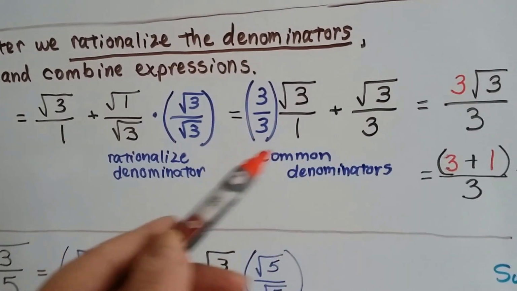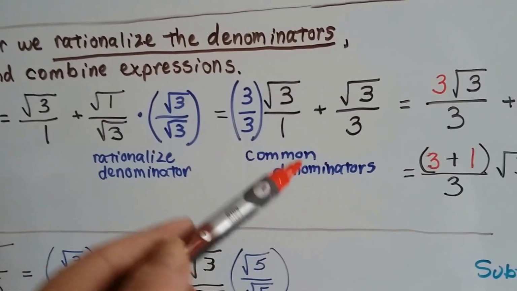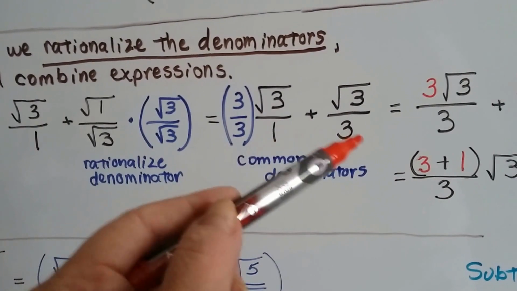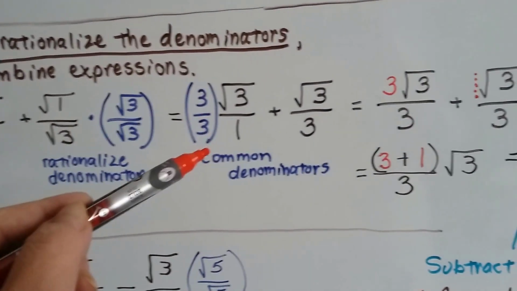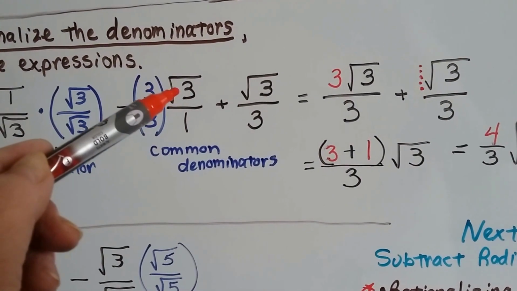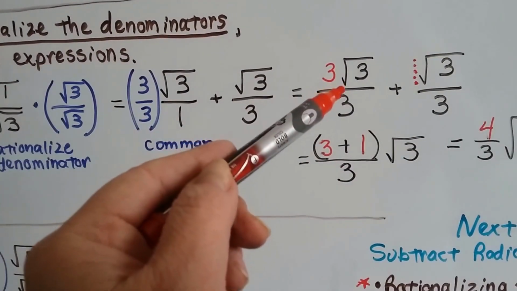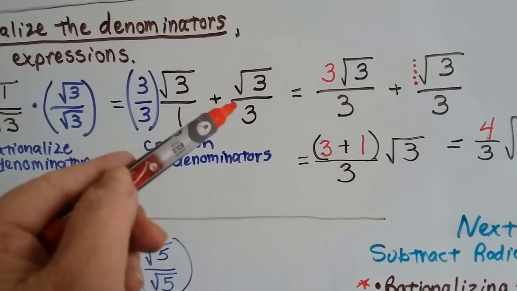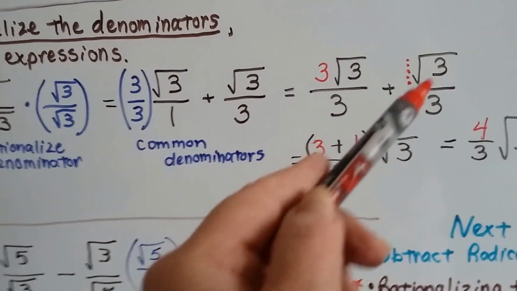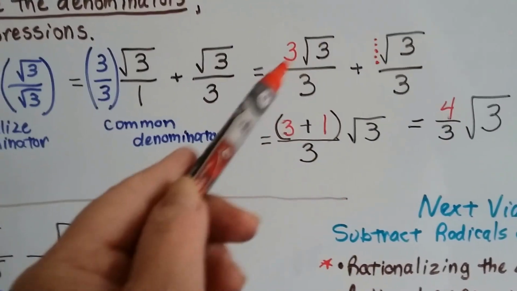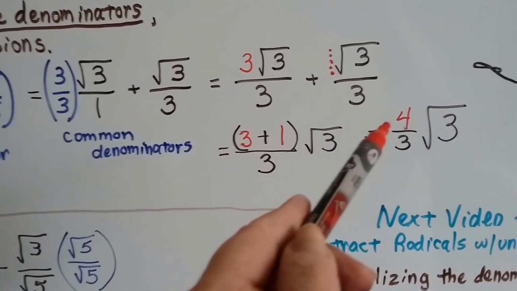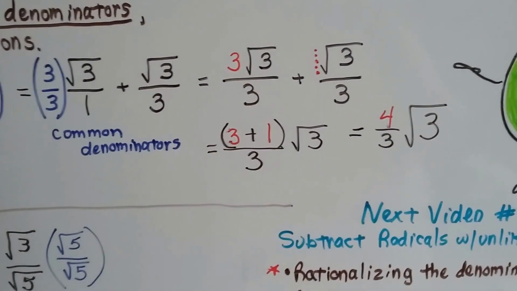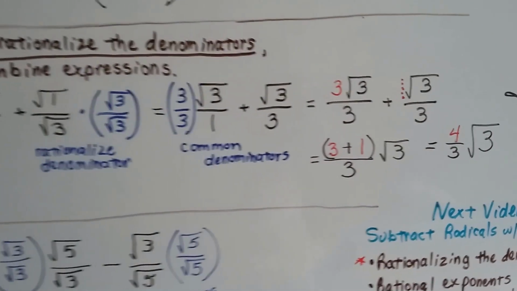Now they need common denominators, so we need to have them both have a 3. So we're going to multiply this numerator and denominator by a 3, and we get 3 square root of 3 over 3, and there's an invisible 1 here, isn't there? So we get 1 square root of 3 over 3. Now we can add them. 3 plus 1 is a 4 over 3 square root of 3. See how I got that?